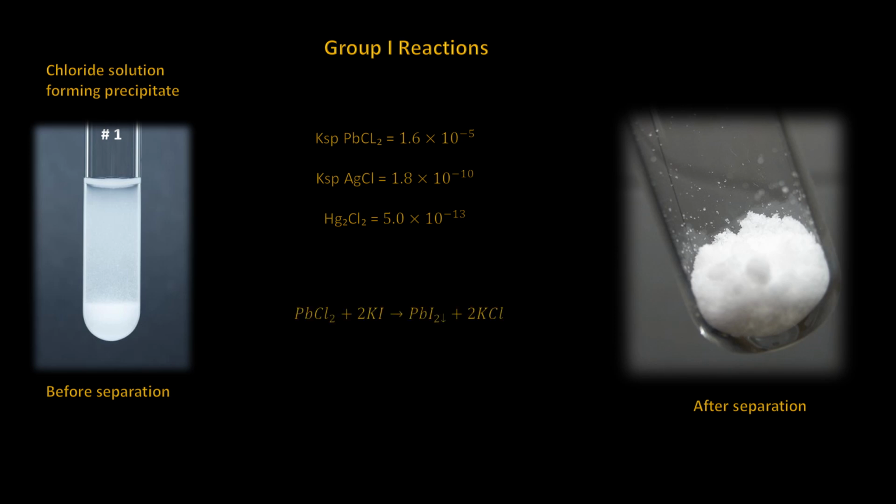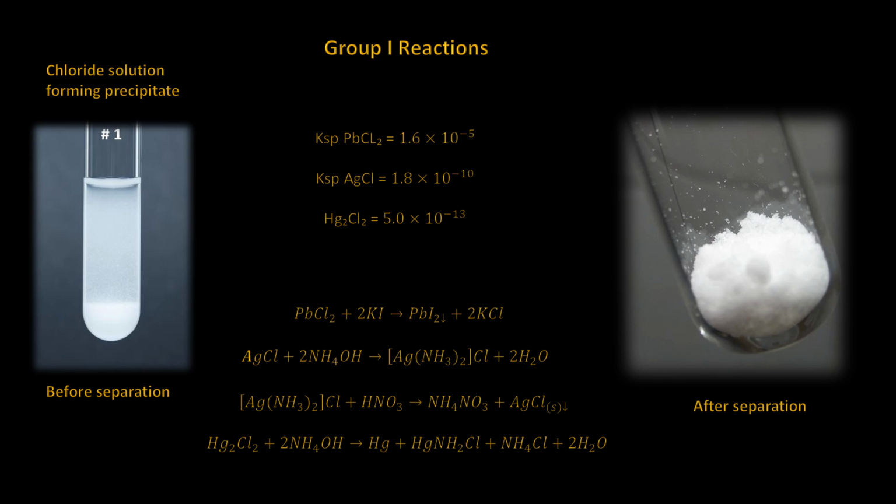For the confirmation of these three chlorides, for the lead, potassium iodide is added. The reaction is lead chloride plus potassium iodide gives us a lead iodide solid, plus potassium chloride ions in solution. For the silver, ammonium hydroxide is added along with nitric acid, giving us two reactions in sequence. The first is silver chloride and ammonium hydroxide, giving us a silver ammonia chloride complex plus water. The second reaction is the silver ammonia chloride plus nitric acid gives us ammonium nitrate and the silver chloride solid.